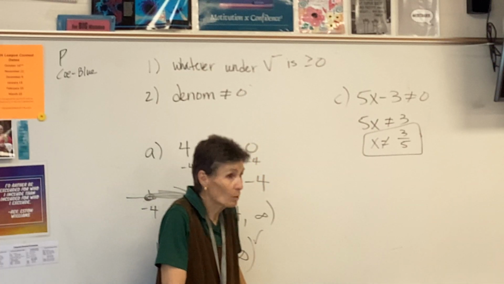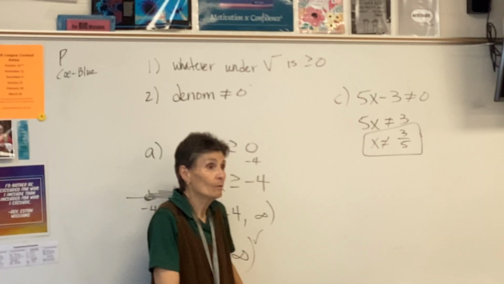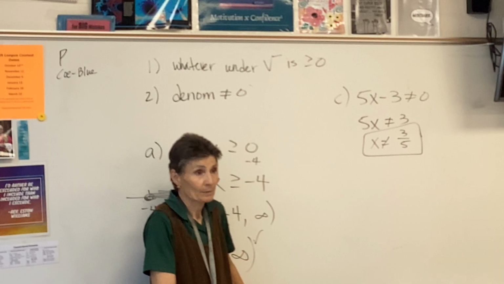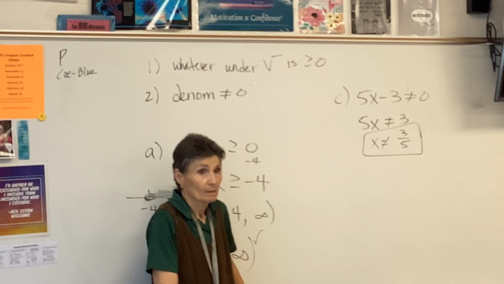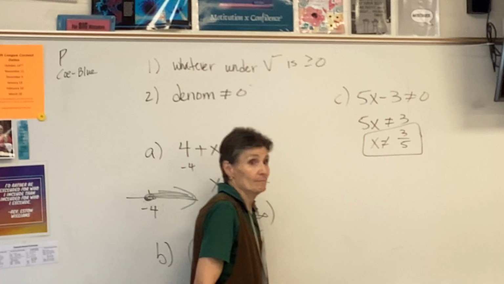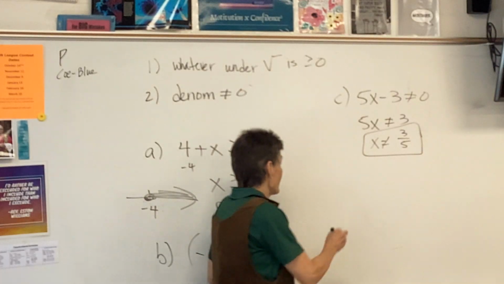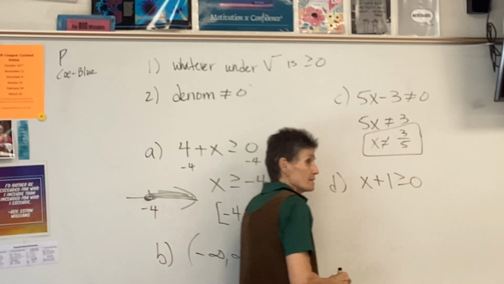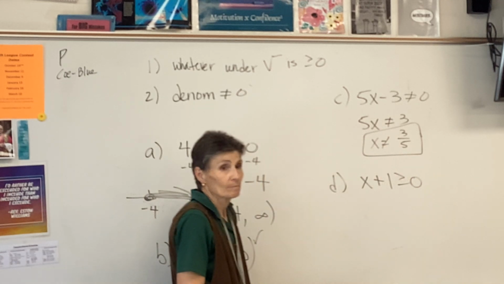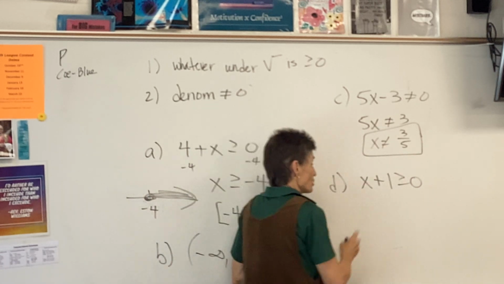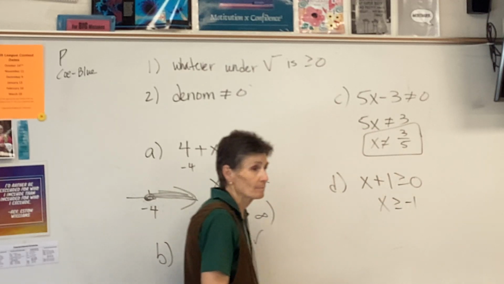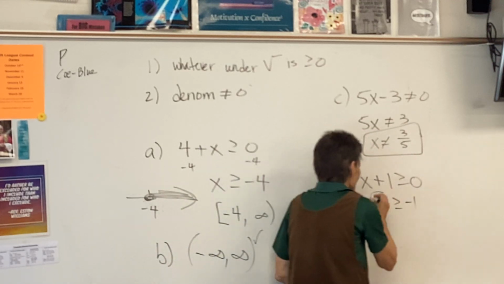All right, the last one. Uh-oh, double trouble. What do we have in the last one? You got a radical and a denominator. Exactly. So the radical says x plus 1 is greater than or equal to 0, which means x is greater than or equal to -1. And that's part of my answer.